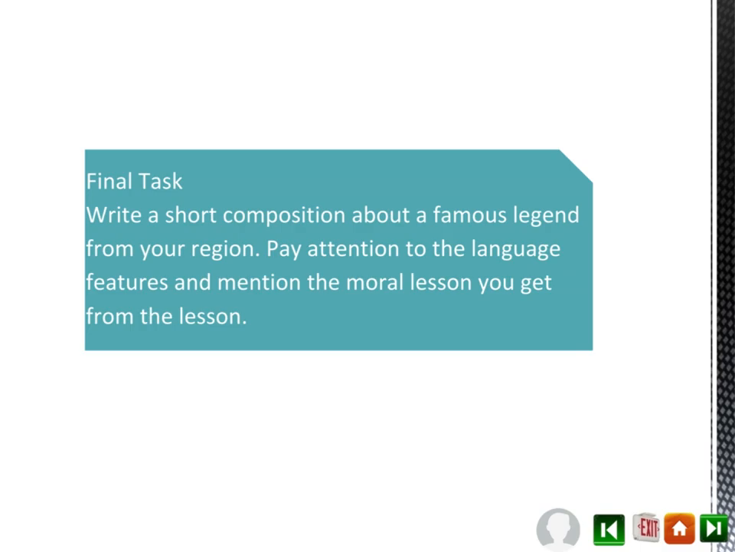We have already come to the end of our lesson, but before that, you have a final task. Write a short composition about a famous legend from your region. Pay attention to the language features and mention the moral lesson you get from the lesson.